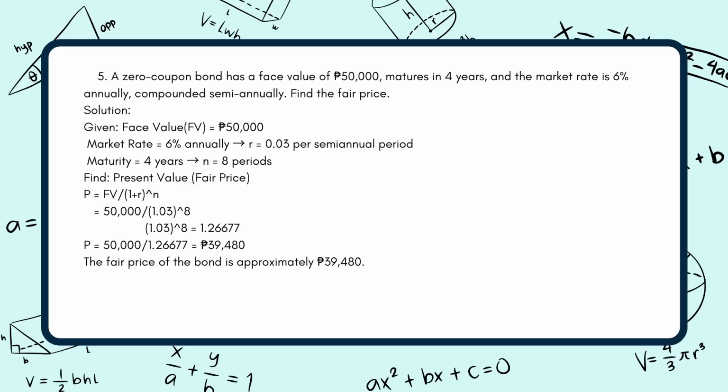For the formula, P is equal to face value divided by 1 plus R to the power of N. P is equal to 10,000 divided by 1 plus 0.025 to the power of 6. 1.025 to the power of 6 is 1.1597. P is equal to 10,000 divided by 1.1597 is equal to 8,622.9 pesos. The fair price is approximately 8,623 pesos.